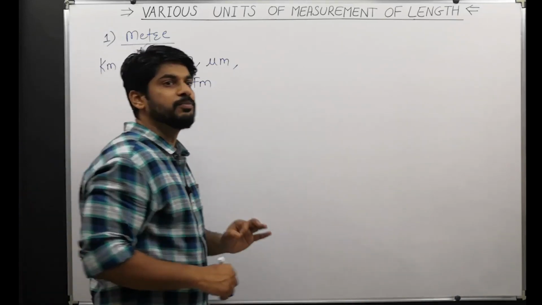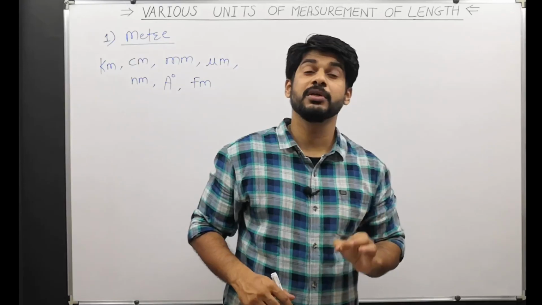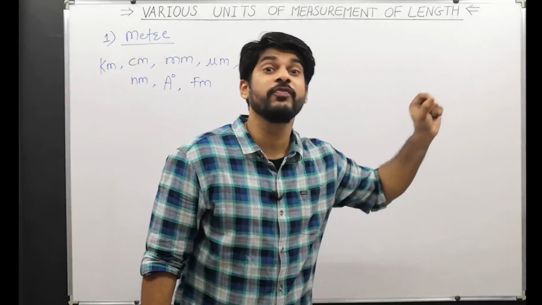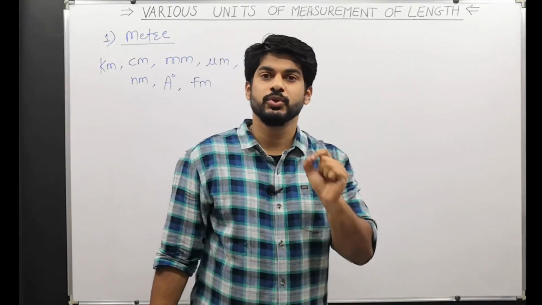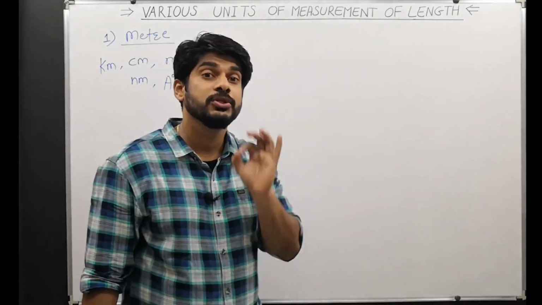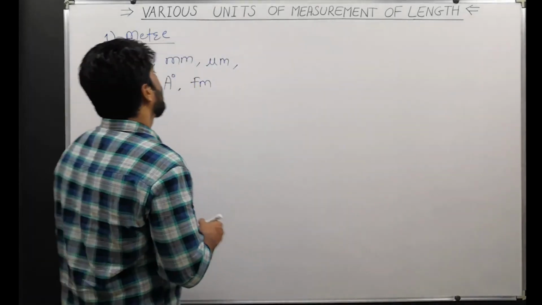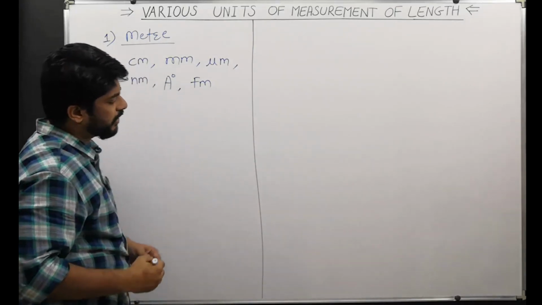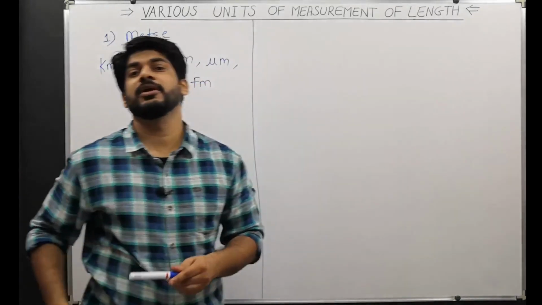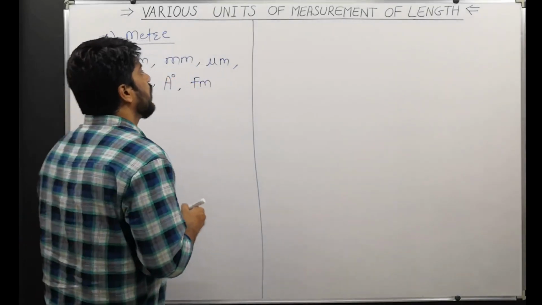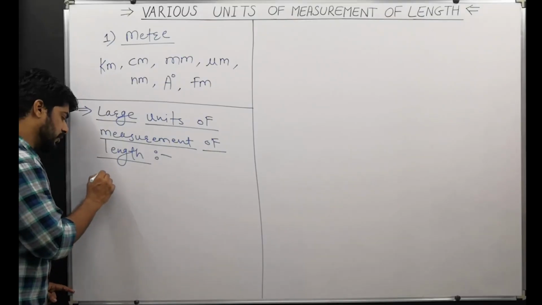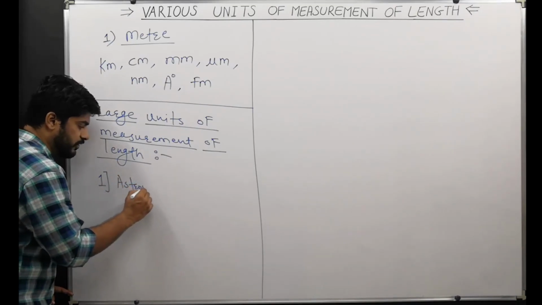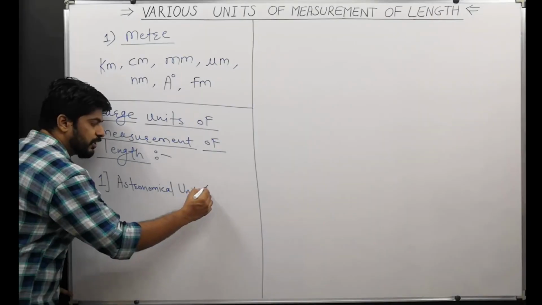I will move straight to the most important topic here, and that is the large units of measurement of length. Let's see what those units are. If I am precise, there are actually three such units. The first one that comes to our mind is the astronomical unit. It is denoted by AU.